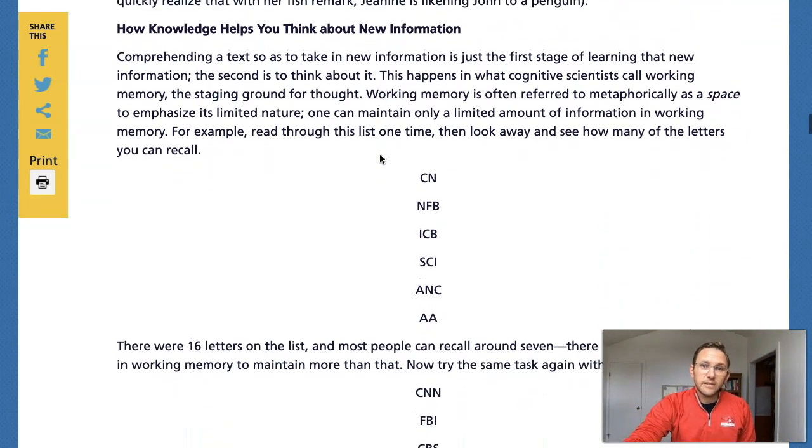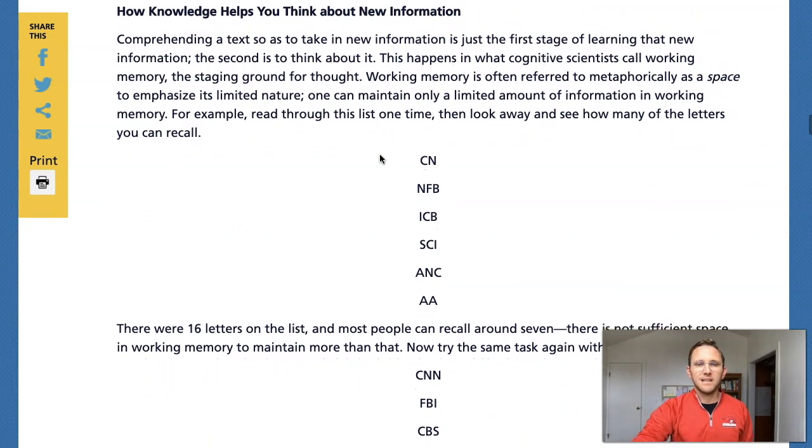All right, new section: how knowledge helps you think about new information. Comprehending a text so as to take in new information is just the first stage of learning that new information. The second stage is to think about it. So we take in new information, stage 1, we think about it, stage 2. This happens in what cognitive scientists call working memory, the staging ground for thought.